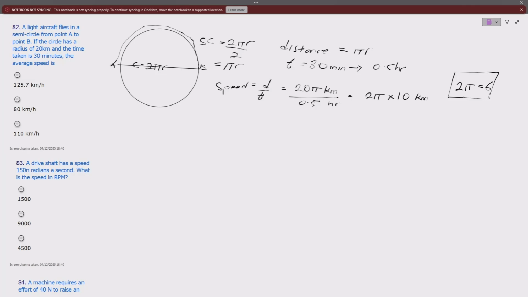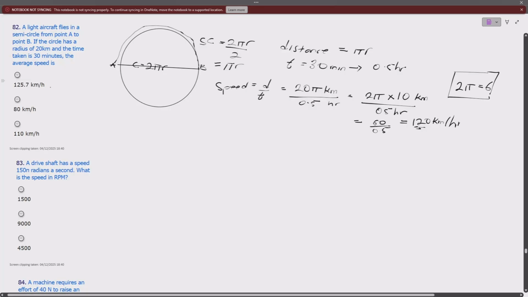So we have 2 pi times 10 divided by 0.5. That is going to give us 6 times 10, which is 60, divided by 0.5. That will be 120 kilometers per hour. When you look into the options given, 125.7 is the closest possible value, so that is the answer.